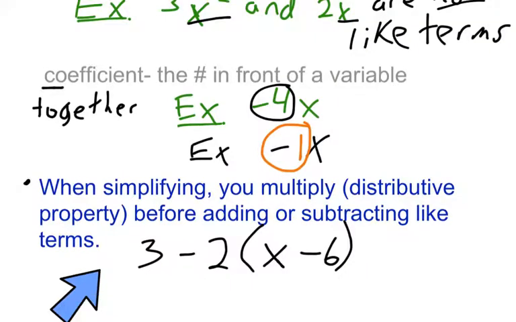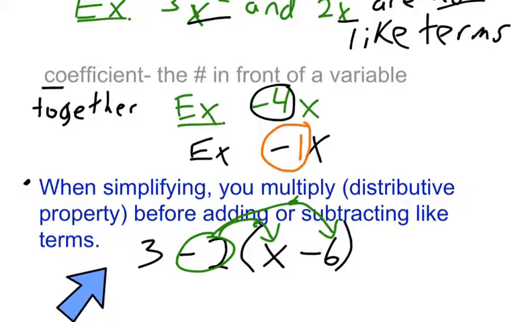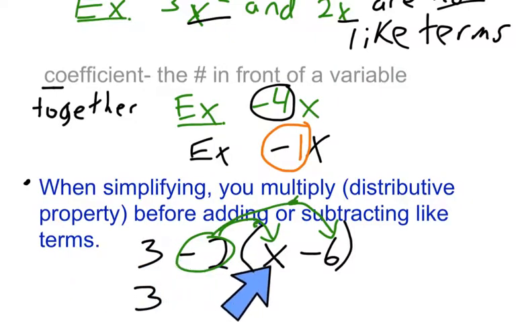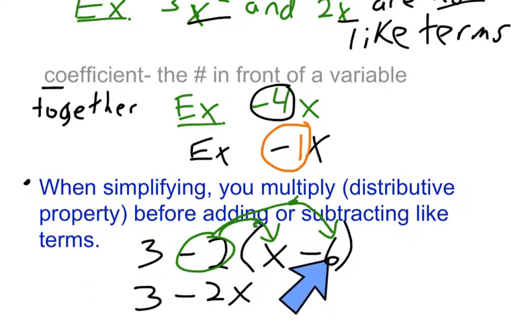So this is multiplication, so we do negative 2 times the x, negative 2 times the negative 6. We do that first. So I'm going to bring down my 3, bring that down, and then think negative 2 times x, that's really negative 2x. And then negative 2 times negative 6 is a positive 12.